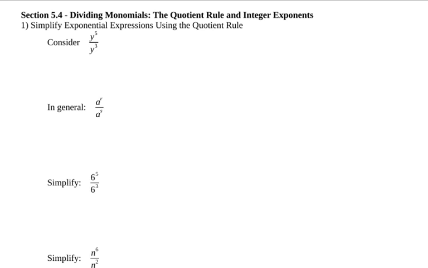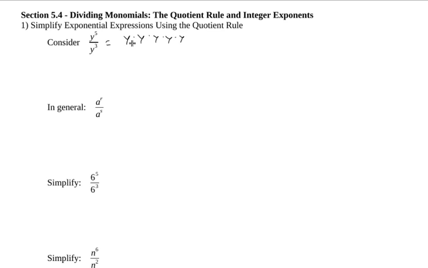In section 5.4, we're looking at dividing monomials. This is talking about more rules of exponents, more laws of exponents. So we'll first consider this case. If we do y to the fifth over y cubed, well, I know that this is y times y times y times y.